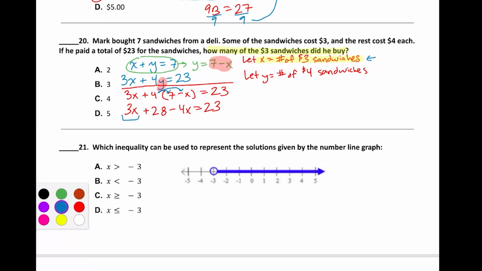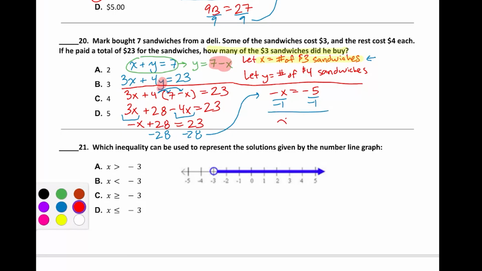Then I can combine like terms. 3x minus 4x is negative 1x. So I have negative x plus 28 equals 23. Then I can subtract 28 from both sides. I'm running out of room here, so I'm going to continue this up here. So negative x equals negative 5. And then if I divide both sides by negative 1, I get x equals 5.